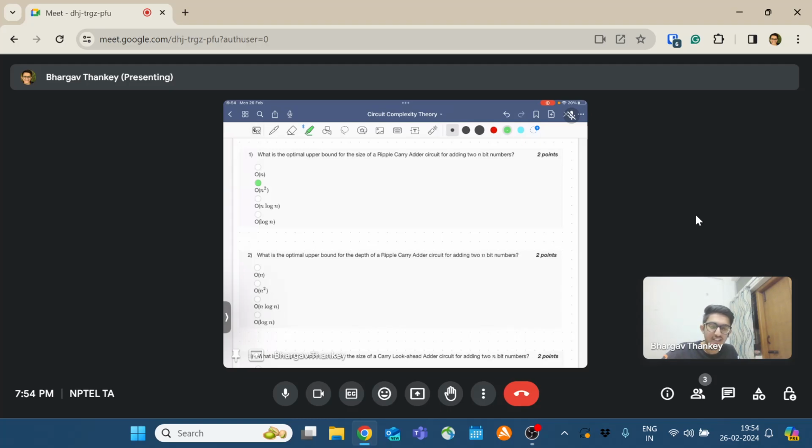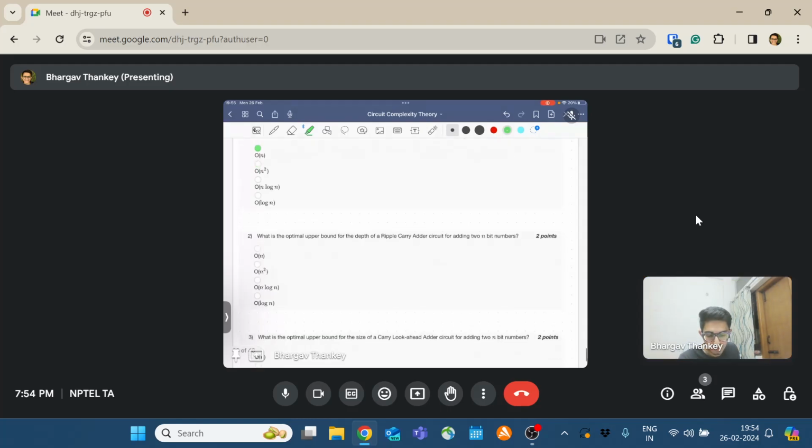So we considered three adders, right? Ripple carry. Oh wait, no, wait. Okay, yeah. The size of the ripple carry adder is order n, right? Yeah. So we considered three things: ripple carry, carry look ahead, and the one with prefix sum, right? So ripple carry had the optimal size, but its depth was bad, right? Which is the second question.